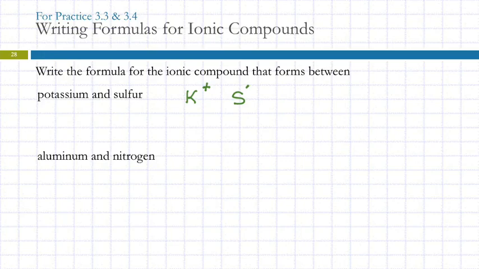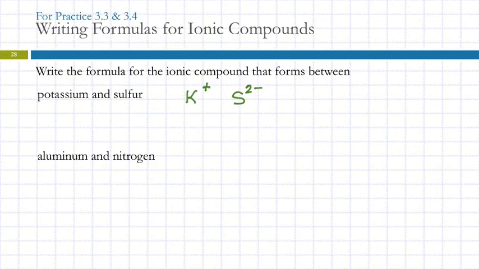So I'm going to write that as 2 minus. We don't want to write -2 because that looks like a variable to the -2 power. So it's always the number first and then the sign. So that's the first step: cation with its charge, anion with its charge. Now we look at these charges and say, how many of each of these do we need so that when we put them together, their charges will add up to 0?